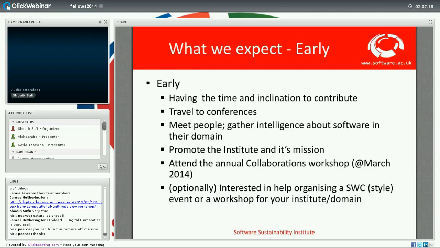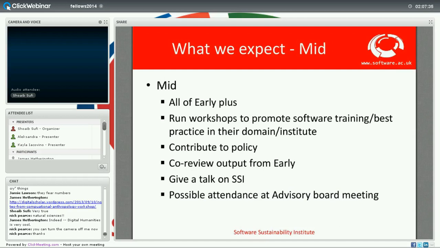They'd have to attend the annual Collaborations Workshop, and perhaps optionally be interested in organizing a Software Carpentry style event or workshop for their institute or domain. Mid-career, well, all of the things from the early career, plus more of an emphasis on running workshops to promote software, training, best practice, requirements gathering, or other things in their domain, contribute towards policy, get their views on policies that we're promoting and other policies which I think may be important for us to pursue.